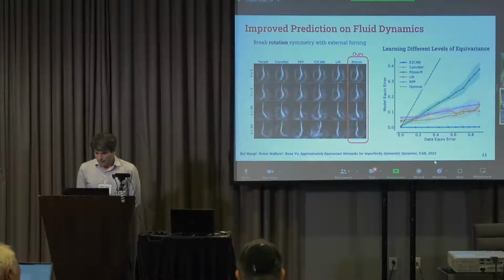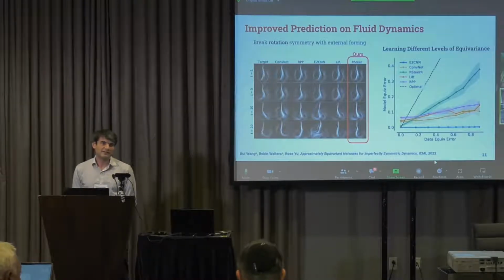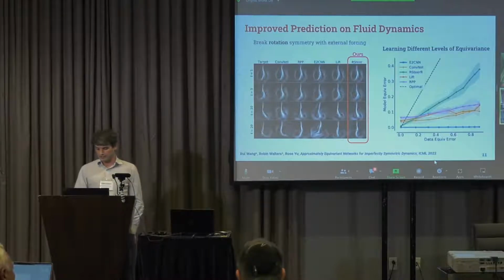Our method is the green line, which you notice is able to smoothly interpolate. It really stays perfectly symmetric if the data tells it to. But as the data becomes less symmetric, the model will adapt. So that's the goal. It's kind of interesting.